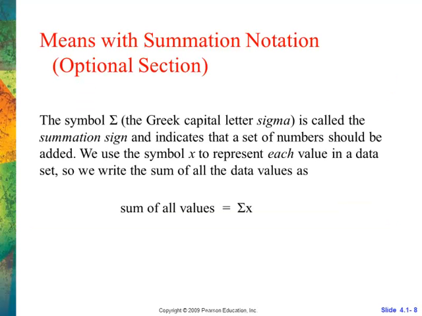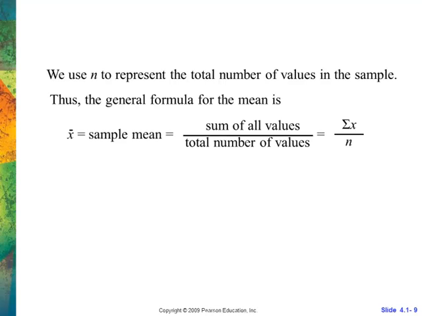Notation, I know it says optional, but you need to know it because we're going to see it all through the book. Sigma is the capital letter. Sigma here is for sum. We use it for sum. You see it in your Excel spreadsheets. Just means add up everything. N represents how many things there are in the sample. Just the number of things.